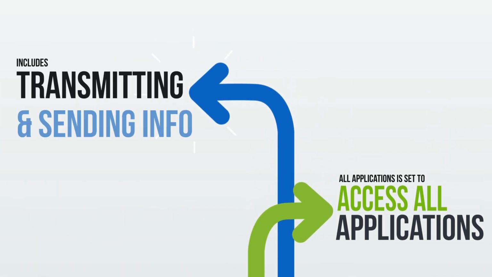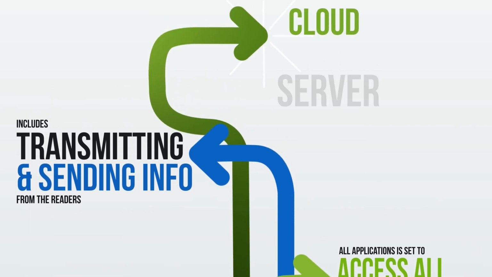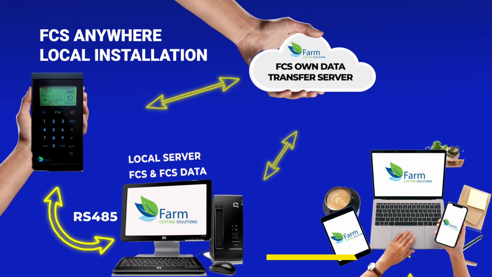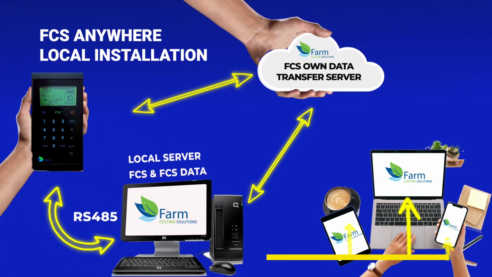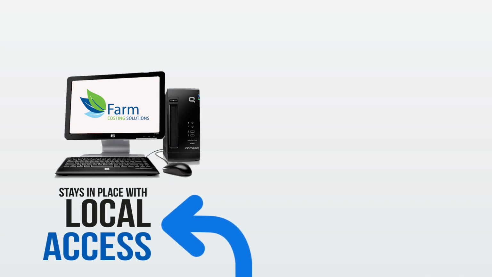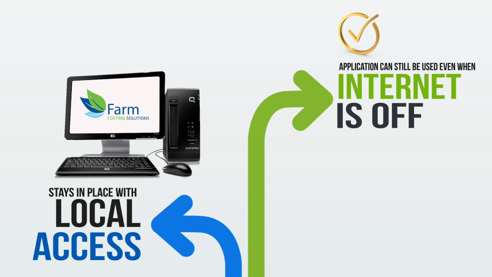This also includes transmitting and sending information from the readers and local reader manager applications to the cloud server of the client. This is an explanation of how FCS Anywhere in a local installation will work. The main benefit of this installation is that FCS Anywhere uses your current FCS installation, which means the FCS Windows application stays in place and still gives you local network access to that application, which means when the internet is off, you can still use the application.